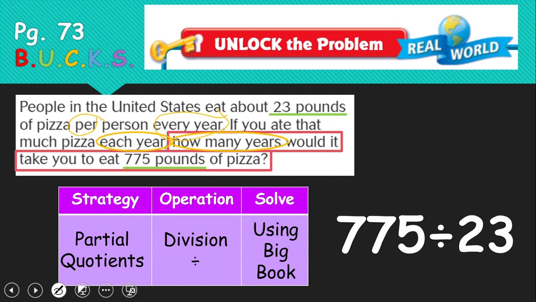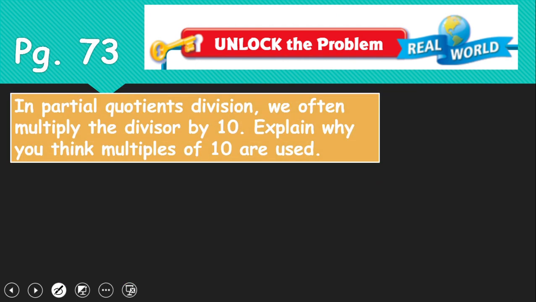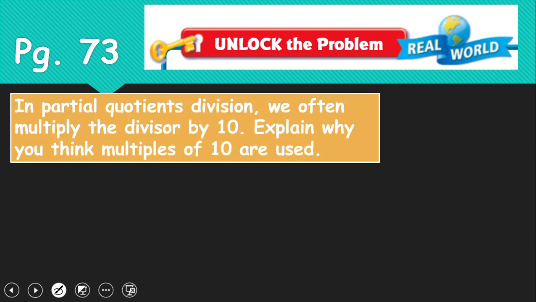Here is the division problem that I have: 775 divided by 23. All right, so we're going to look at the big book information. Oh, before we go there, I have a few questions. In partial quotient division, which is the strategy we're using, we often multiply the divisor, and over here our divisor is 23. We multiply the divisor by 10. Explain why you think multiples of 10 are used. Why would we want to use multiples of 10 of our divisor?